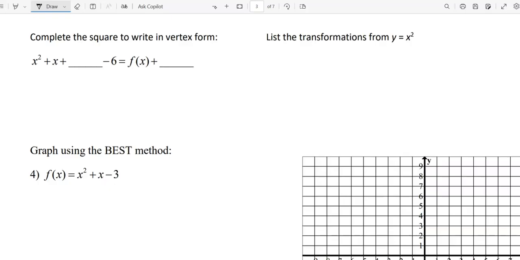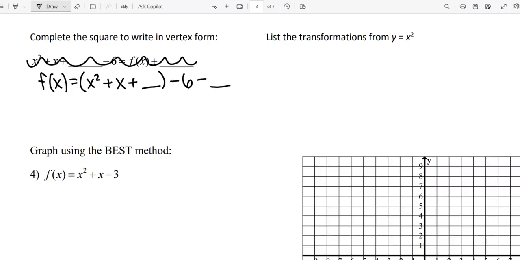This is the framework that I don't really care for, so I'm going to mark that out, and I'm going to do it the way that I know. And so f of x is equal to, let's group x squared plus x plus blank, and we're going to push that -6 minus blank outside.